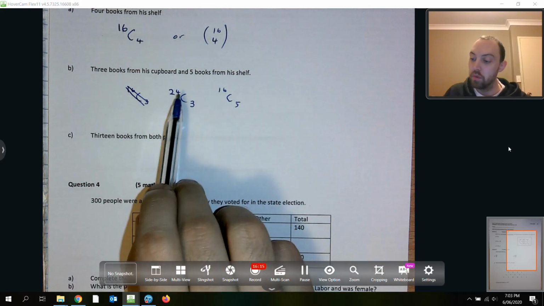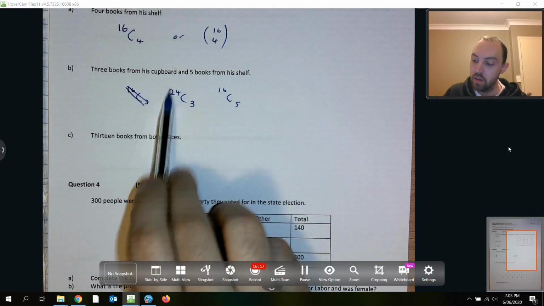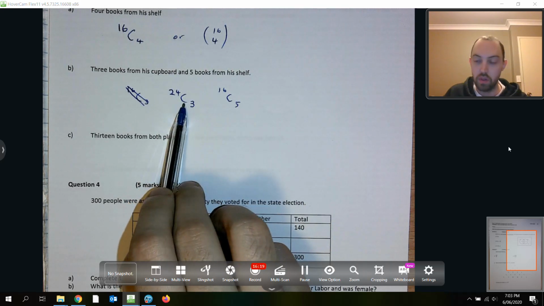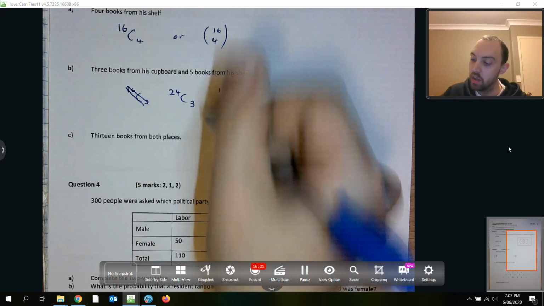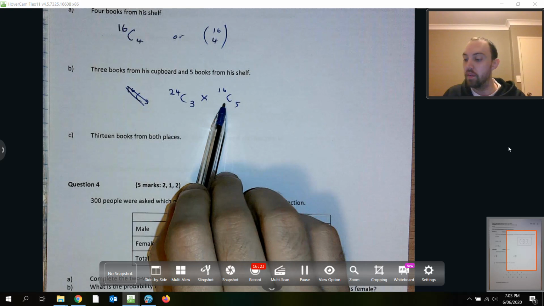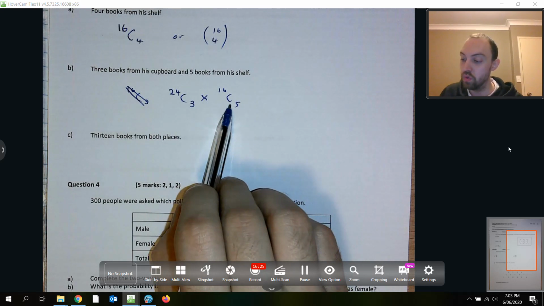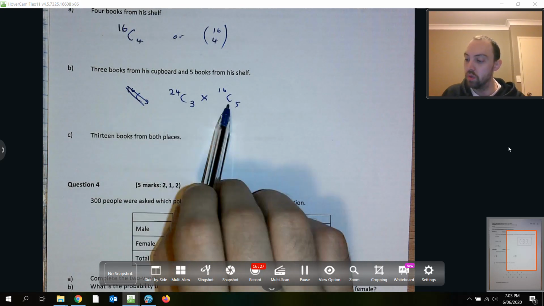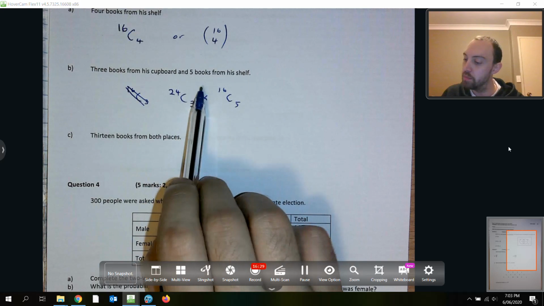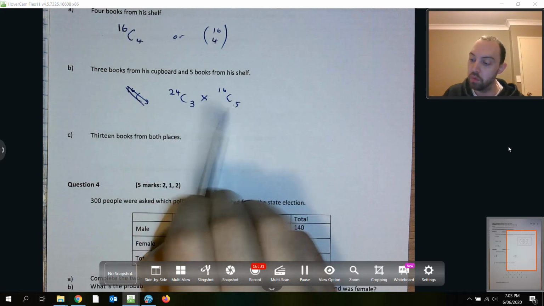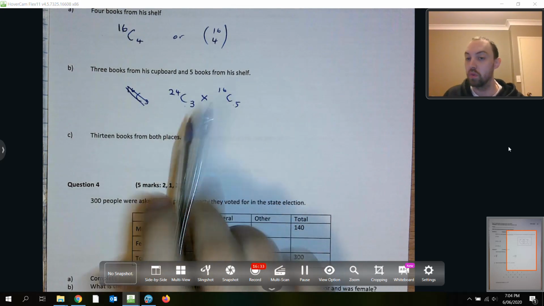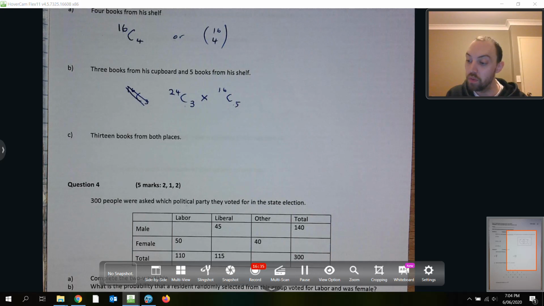And so the number of ways here, for every way that you've chosen 3 books from his cupboard, you have 16 choose 5 ways to choose 5 books from his shelf. You can multiply these numbers to figure out the total number of ways for both of these things to occur at the same time.